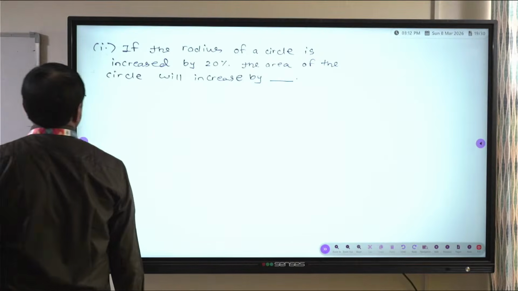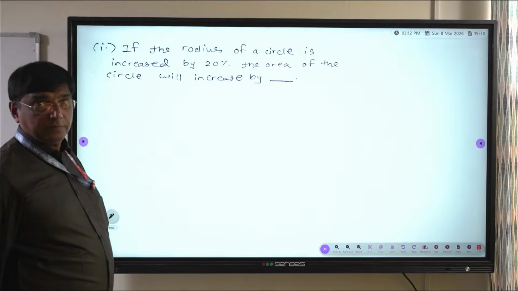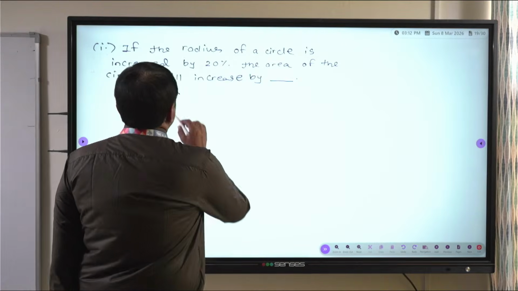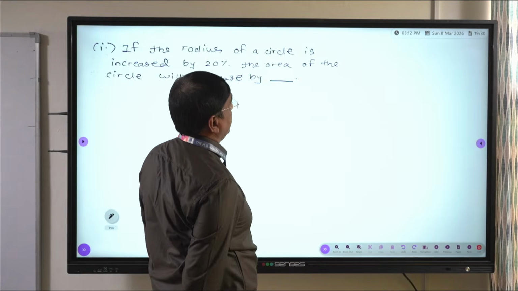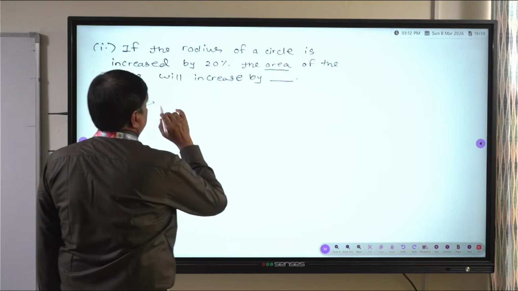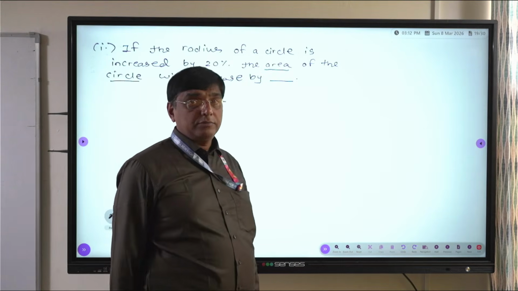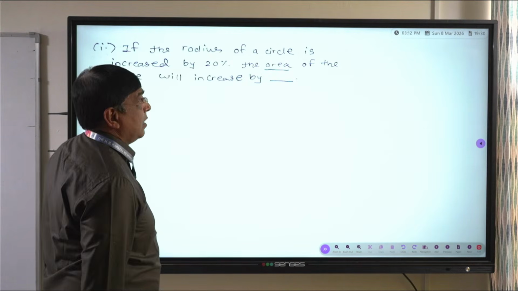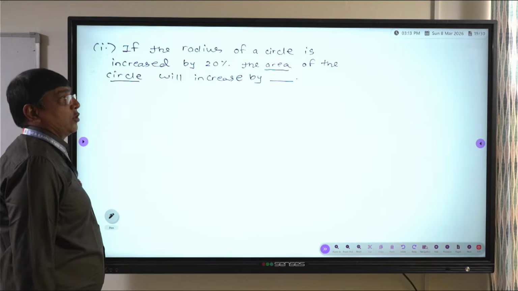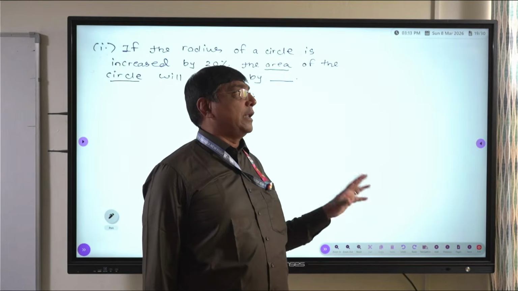Next, an important sum. If the radius of a circle is increased by 20%, the area of the circle will be increased by dash. Important sum. If this is asked for 2 marks, you will have to show the method. If it is an MCQ, the direct answer will work.